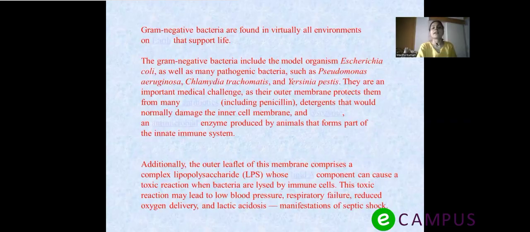Gram negative bacteria are found in virtually all environments on earth that support life. They include the model organism E. coli, that is Escherichia coli, as well as many pathogenic bacteria such as Pseudomonas, Chlamydia, and Yersinia. They are an important medical challenge as their outer membrane protects them from many antibiotics and detergent that would normally damage the inner cell membrane.